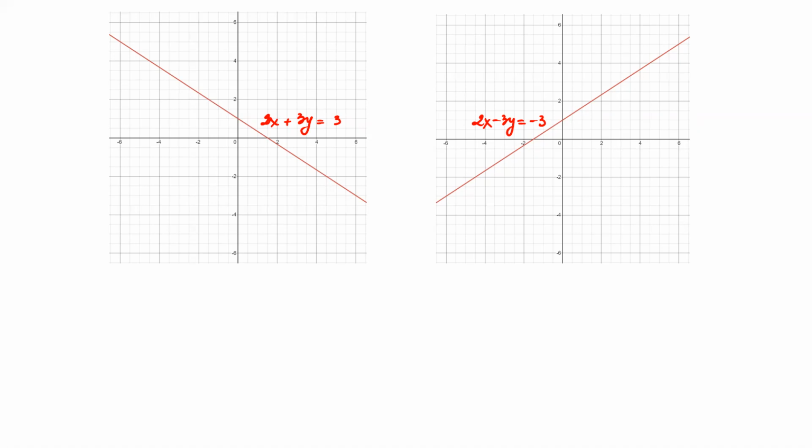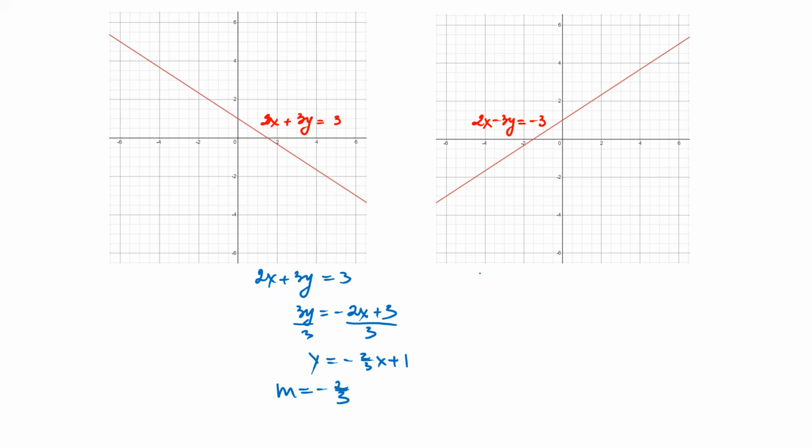So let me change the ink. I'm going to take the first equation and solve it for y. It's going to be -2x plus 3. Then I divide both sides by 3, and what do I get? y equals -2/3 x plus 1, right? So what do I see? The slope of this line is equal to -2/3.